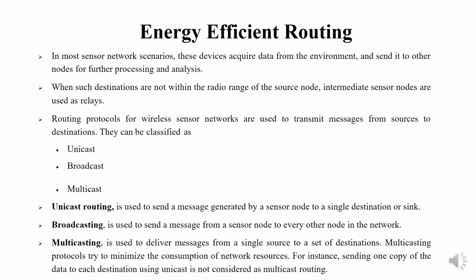What is unicast routing? Unicast routing is used to send a message generated by a sensor node to a single destination or sink. Broadcasting is used to send a message from a sensor node to every other node in the network. Multicasting is used to deliver messages from a single source to a set of destinations. Multicasting protocols try to minimize the consumption of network resources. For instance, sending one copy of the data to each destination using unicast is not considered multicast routing.